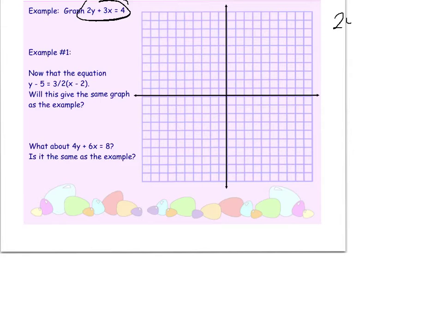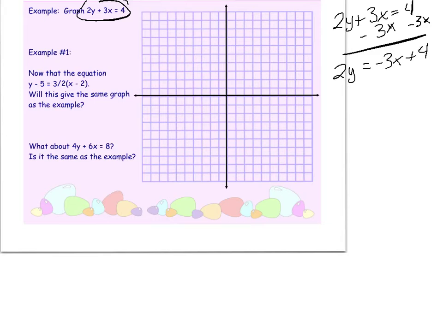So 2y plus 3x equals 4. Well, I want to get the y by itself, so let's move 3x over by subtracting 3x from both sides. And what I will get is 2y equals -3x plus 4. Now, y still is not by itself, so let's divide by 2. Everything divided by 2. So we'll get y equals -3/2 x plus 2.